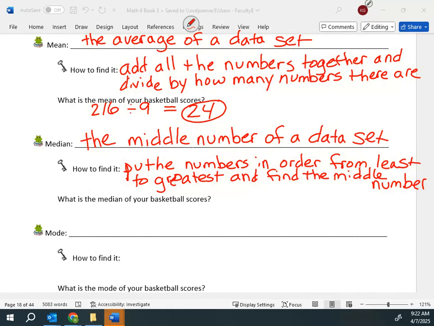So start writing out your numbers. What is the median of your basketball scores? So you're going to write all 9 numbers in order to find out what that middle number is. So look up top. We had 27, 23, 22, 32, 22. So you're going to put them all in order. What number am I going to start with? Emma? 15. Okay, that was the smallest number.